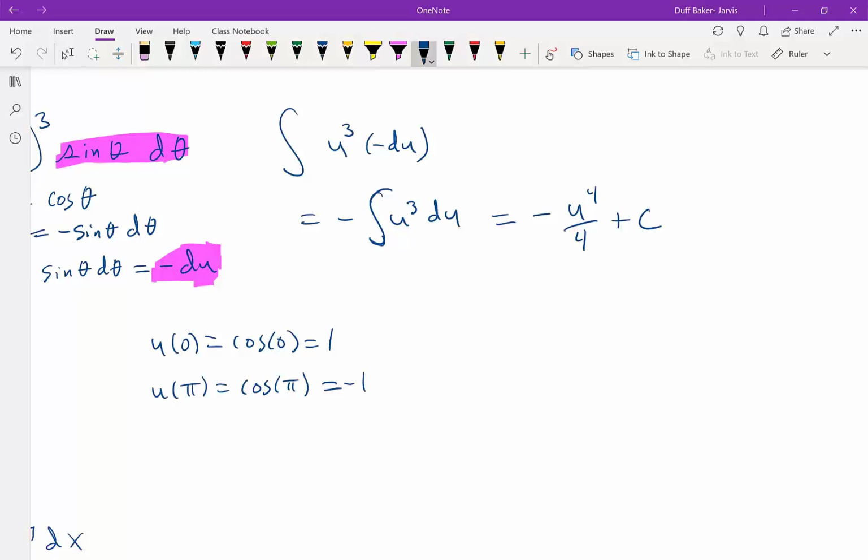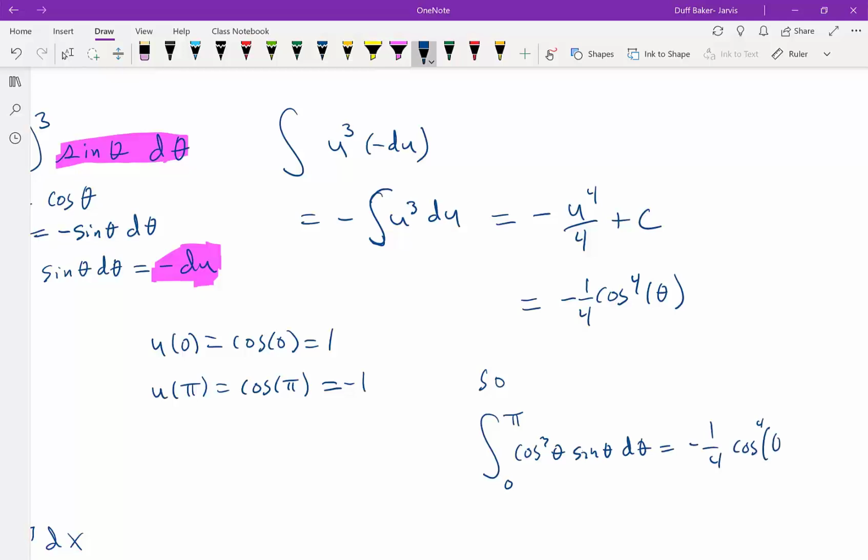But if you're doing it this way, then you have to go back to x's. So this would be minus 1/4 cosine to the 4th of theta, right? Because u was cosine theta. And then you would have to plug in your bounds. So it would be minus 1/4 cosine to the 4th of theta evaluated from 0 to pi. And so you would get the same answer either way.